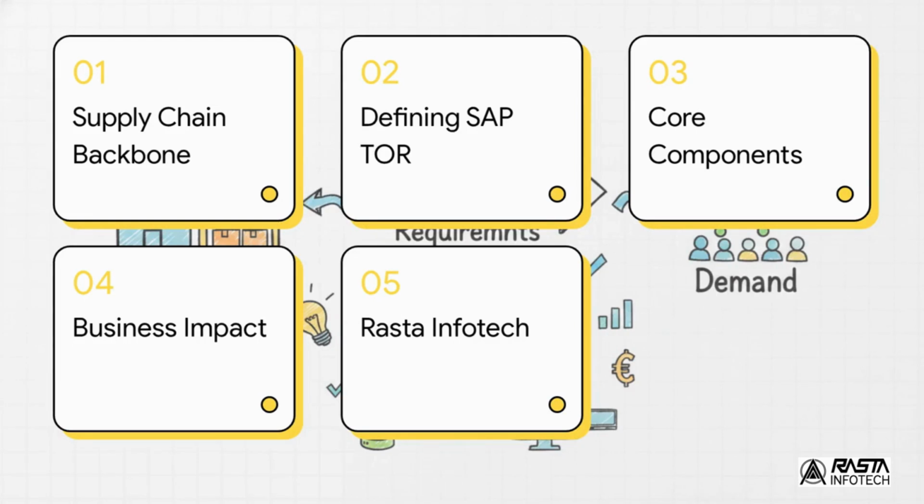Okay, let's look at our roadmap for today. We've got 5 sections. 1, the supply chain backbone. 2, defining SAP TOR. 3, the core components of TOR. 4, real-world business impact. And 5, the Rasta Infotech Advantage.